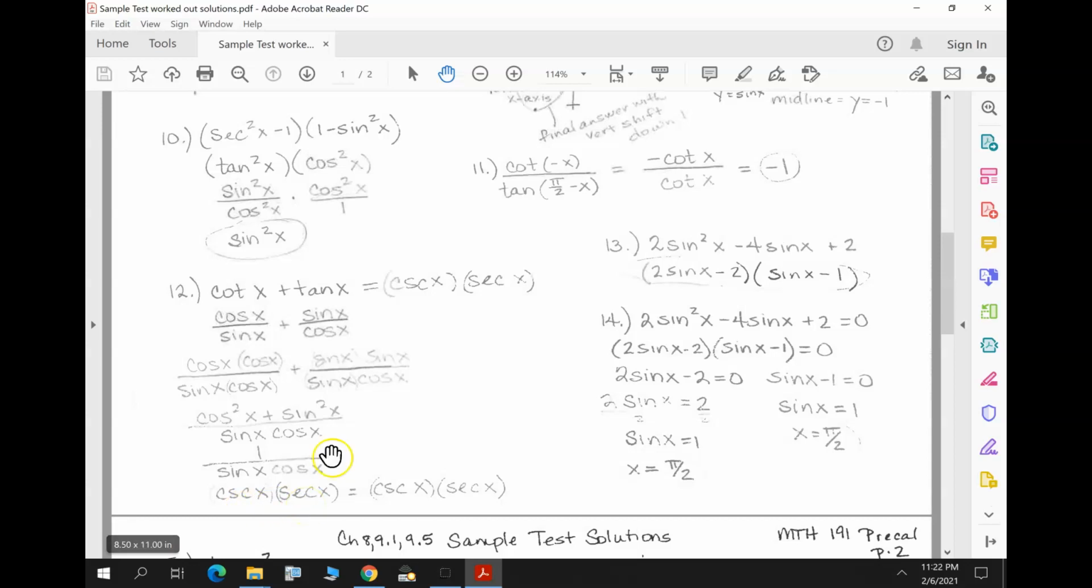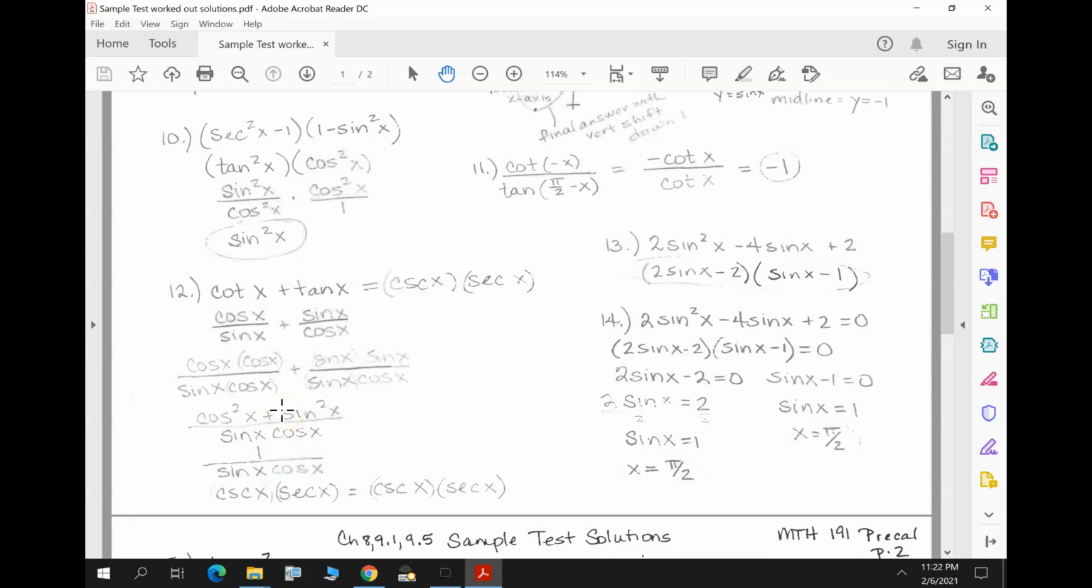Now, just a reminder that if you got to this step and you were kind of stuck and you weren't sure what to do, remember that you can always take your answer and put it down at the bottom and then work your way up from the bottom to the top.